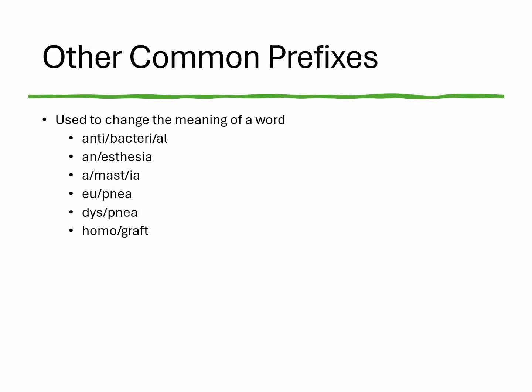It says change the condition or quality of the word. Antibacterial means against bacteria. Anesthesia means without feeling. Amastia means without a breast. Eupnea means normal breathing. Dyspnea means difficulty breathing or difficult breathing. Homograph means the same. These are extremely common in clinical practice.